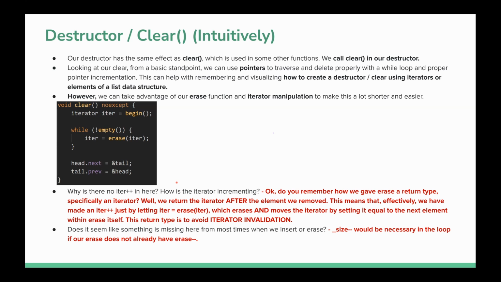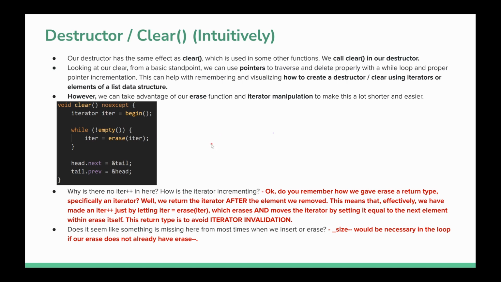So we will return the iterator to the node after the element we removed, which means every time we call erase, we can choose to do something like this and store the next node. When you type iterator equals erase, not only will it erase iterator, it will return an iterator to the node next to it, right? Which means if we just say iter equals erase iter and we call that n times, we effectively have just made an iter plus plus, right? So there's no iter plus plus whatsoever. It's kind of in our erase in a way.